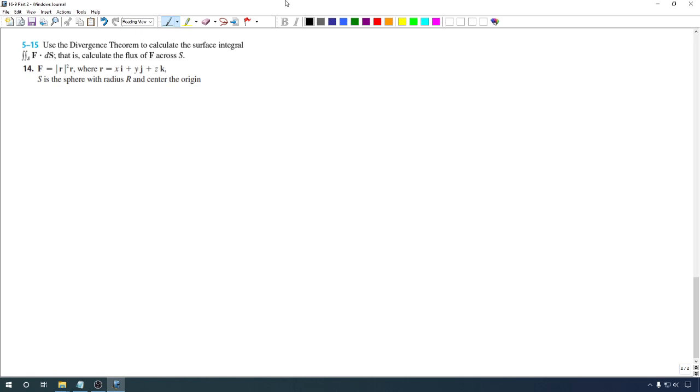All right, for our last problem, our last example, we're going to look at problem 14. Here we have a vector field F equals the square of the magnitude of r times r, where r is just our regular position vector given by xi plus yj plus zk. We're going to integrate that over the sphere with radius r centered at the origin. So if we need a picture of that, we can go ahead and get one. This is our sphere.